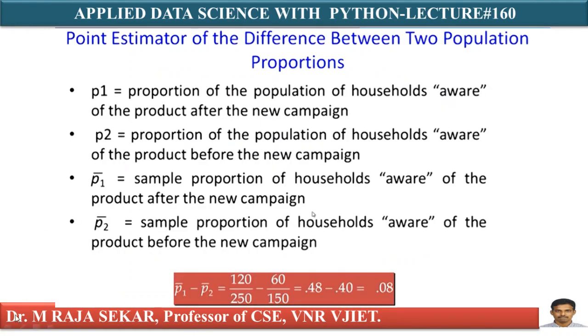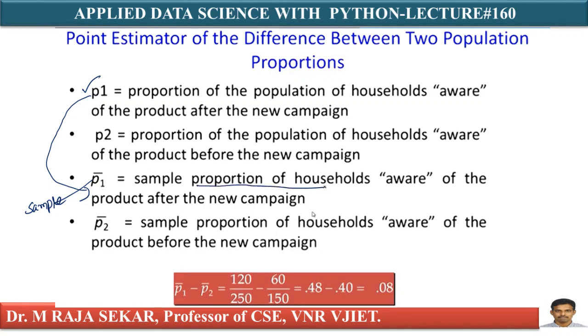First let me explain one simple concept. What is this? Point estimator of the difference between two population proportions. Here I have P1. What is P1? Proportion of the population of households aware of the product after the new campaign. What is the relation between P1 and P1 bar? P1 bar is related to the sample. That you must understand. It is a sample proportion.